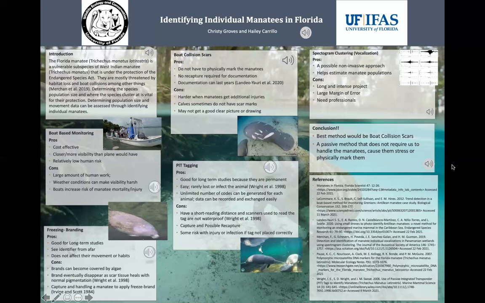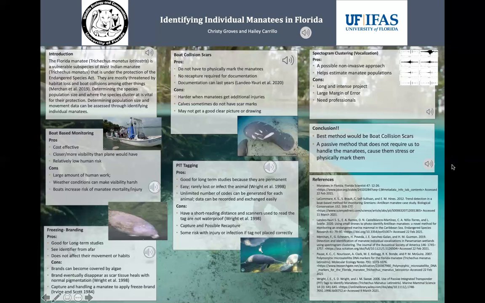Spectrogram clustering is when you're monitoring manatee vocalizations. Vocalizations of each manatee have a slightly different frequency, emphasis band, frequency range, and vocalization contour. These vocalizations do not vary within production by the same individual on different days.